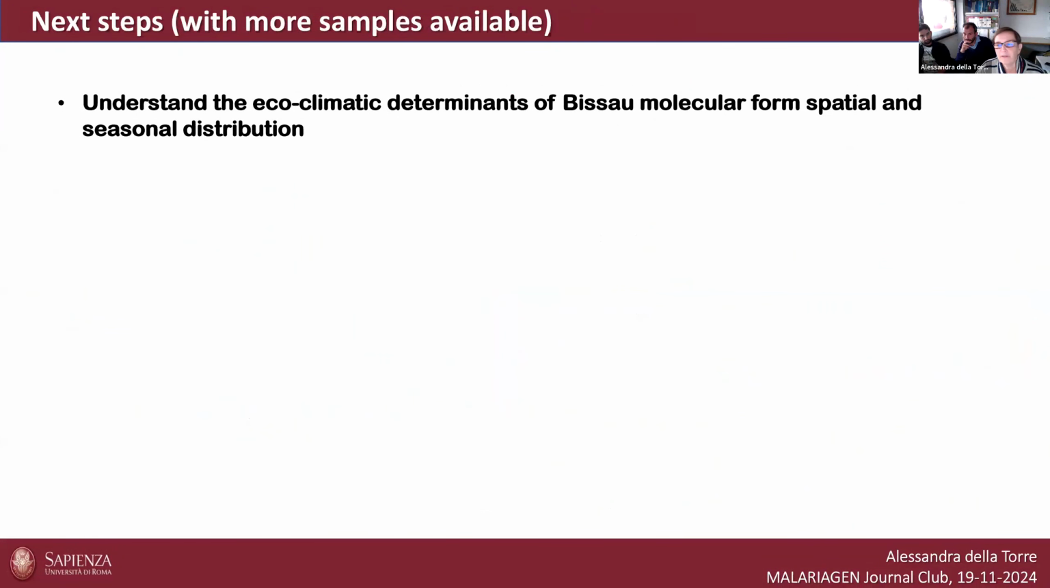So based on this few, let's say, genotypic information that leads to some relevant phenotypes, we identified some next steps that we think would be interesting to pursue in the future. First of all, understand the ecoclimatic determinants of the Bissau molecular form spatial and seasonal distribution. And already there are a lot of data in the new populations that have been provided to the Vector Observatory, which could be used to make this kind of study in Far West Africa.